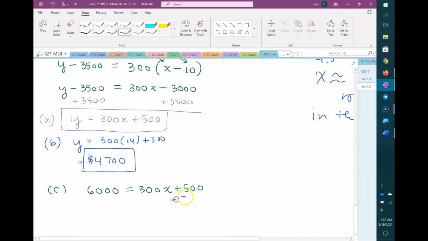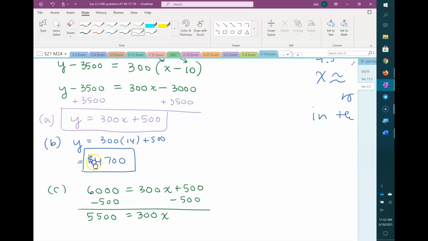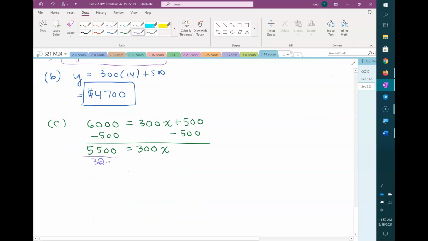So I'm going to subtract 500 from both sides and get 5,500 equals 300x. Divide both sides by 300 and get x is about 18.3. So we round it up because we're increasing every year and we want to know the year when it's at least 6,000. So we're going to round this up to 2019 and say in 2019 costs will exceed 6,000.